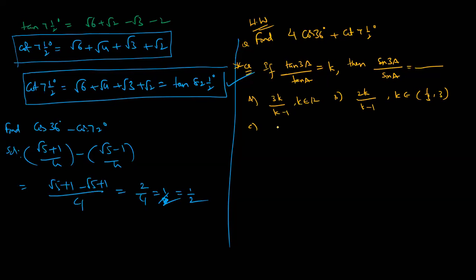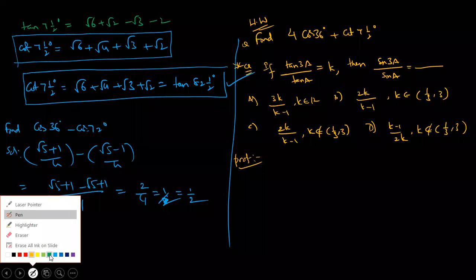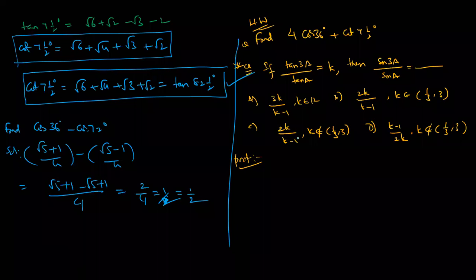See, listen carefully. C: 2k by k minus 1, k does not belong to 1 by 3 comma 3. D: k minus 1 by 2k, k does not belong to 1 by 3 comma 3. So tell me after completing, I can proceed. Can I proceed for this question? Yes.